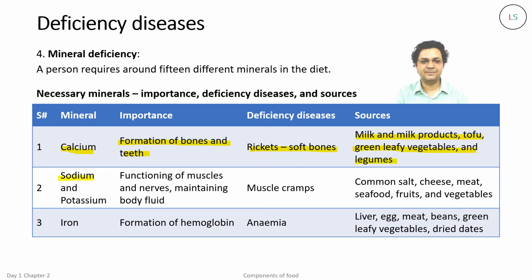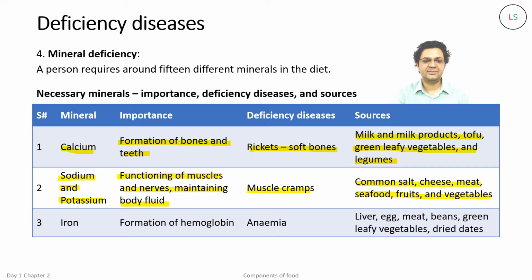Next we have sodium and potassium. Both of them are responsible for the functioning of muscles and nerves and maintaining body fluid. The deficiency of sodium and potassium causes muscle cramps. The sources to obtain both of them are common salt, cheese, meat, seafood, fruits, and vegetables.